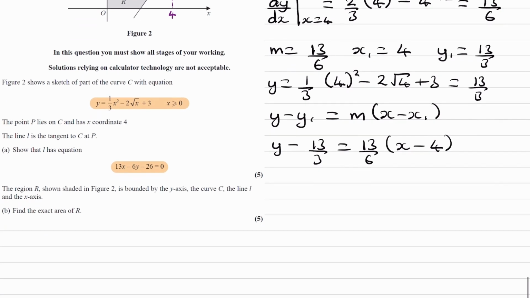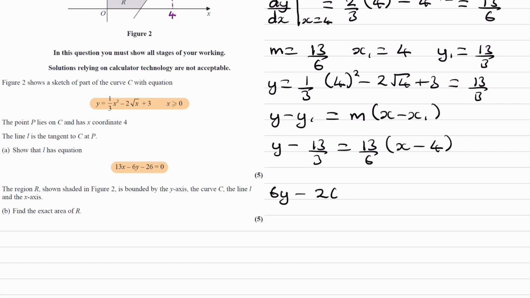So now we want to simplify this. To do so, I'll multiply the entire thing by 6 to get rid of the fractions. So this becomes 6y. The 13 over 3 times by 6 becomes 26. Multiply this by 6, we get 13. Now I'm going to multiply that 13 by this bracket here. So it'll be 13x minus 13 times 4, which is 52. And then finally, we can bring everything to the right. Take away the 6y, add the 26, minus 52 plus 26 would be minus 26.